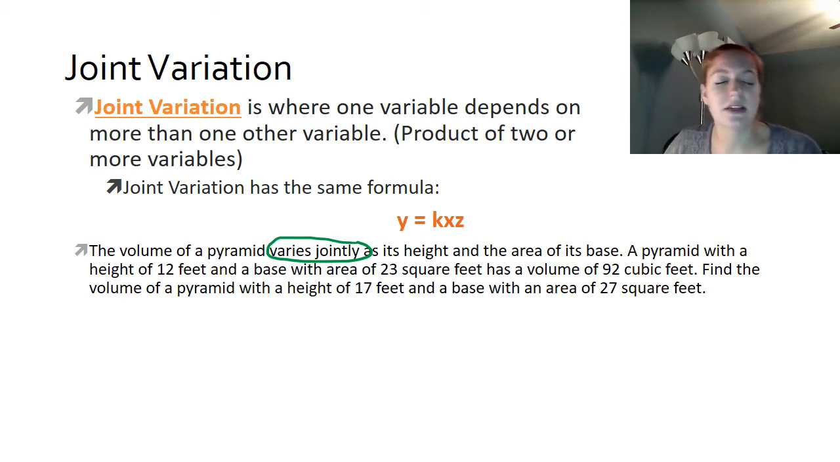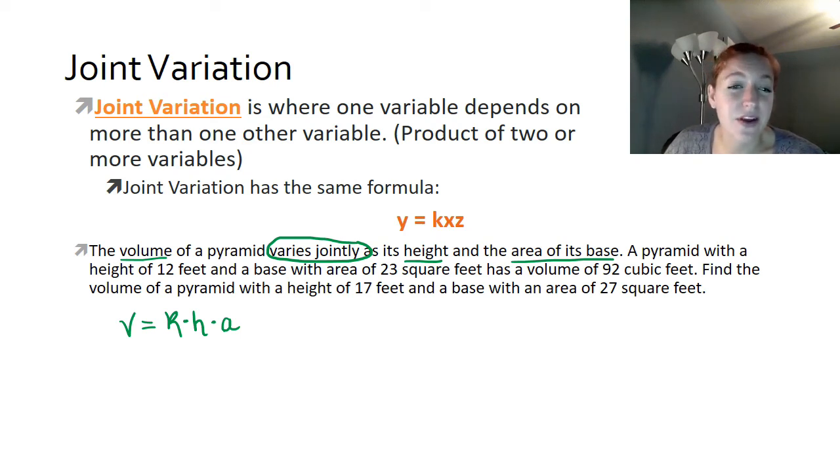So since we know that it's joint variation because of this phrasing, we can go ahead and plug in to this formula. So what's the variable on the left? Well, it's going to be volume. K is always K. And then we need to pick the other two variables that are being multiplied on the right-hand side. Well, its height and the area of its base. So let's do A for area, okay? So you see volume equals K times height times the area. We've got all three variables.